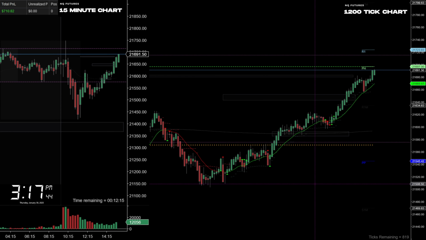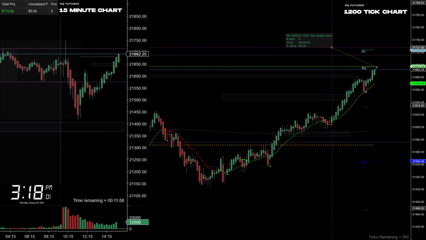Okay, on that pullback, looks like they're going through to test that prior high. The buyers entered here. They got like 40 points on that move.